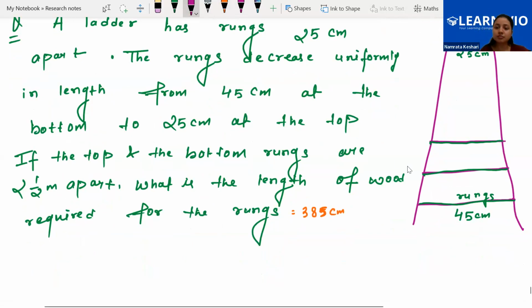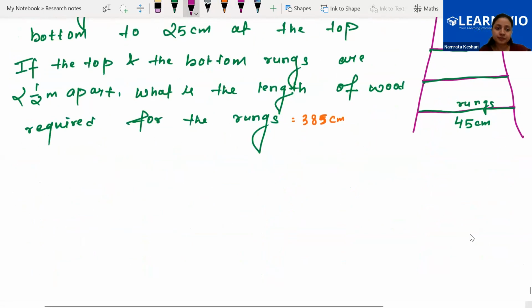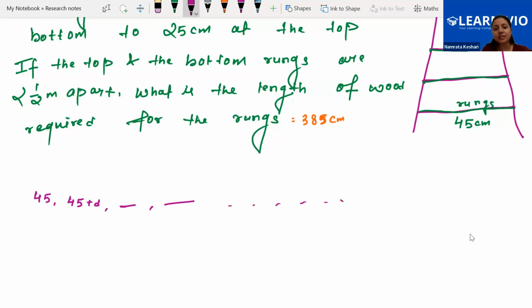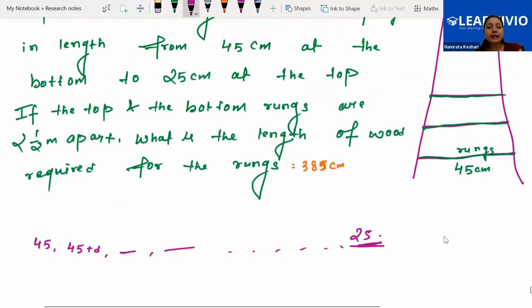We are having the first one's length as 45. Next one, maybe there will be a common difference d or whatever, we don't know. So the next one will be 45 plus d, and the next one, any number will be there. We know the last one is 25 centimeter. If we add the first length, then the second, then the third, then the fourth, if we add all of them, then we will get the total length of the wood required for all the rungs.